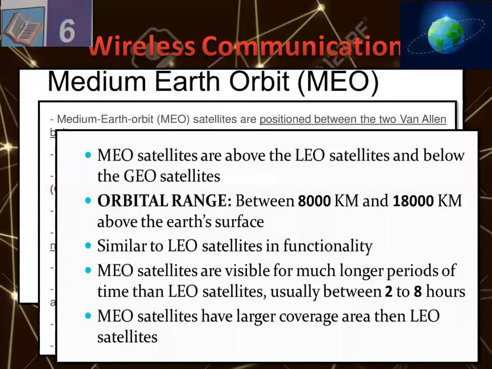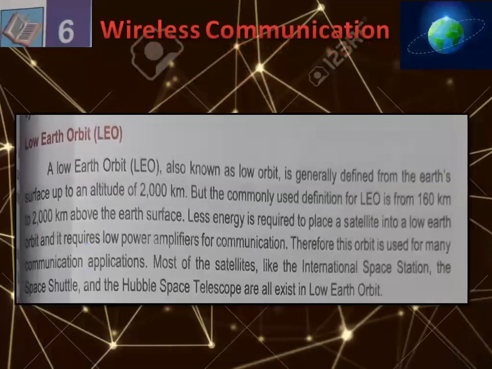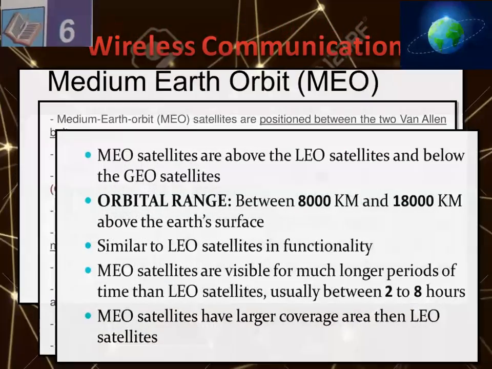Then we have the medium Earth orbit. Medium Earth orbit, MEO, satellites are above the LEO satellites and below the GEO satellites. Orbital range is between 800 km and 18,000 km above the Earth's surface, similar to LEO satellites in functionality. MEO satellites are visible for much longer periods of time than LEO satellites, usually between 2 to 8 hours. MEO satellites have a larger coverage area than LEO.